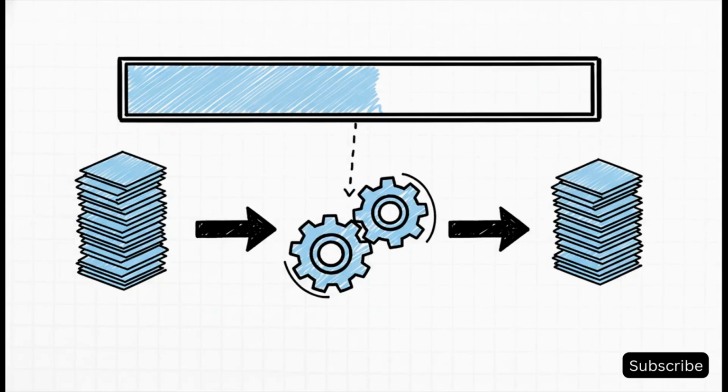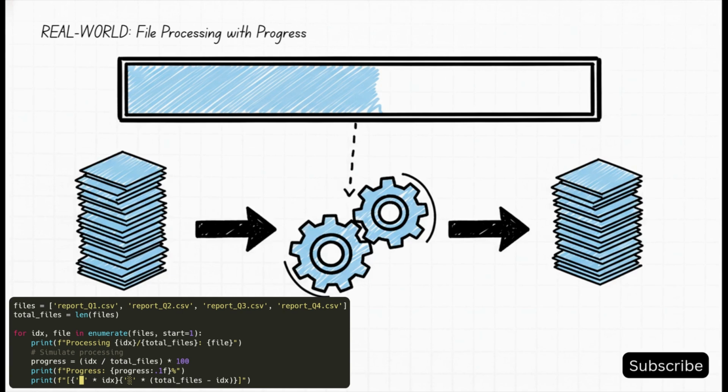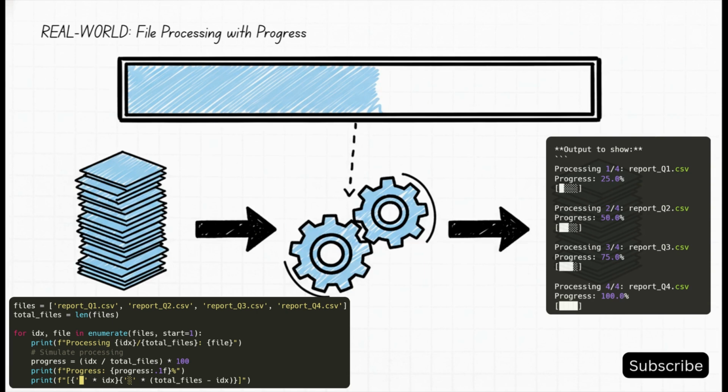So you might be asking, why does this really matter? Well, imagine you're processing, I don't know, thousands of files. Your user is just sitting there staring at a blank screen, right? They need feedback. And this is the perfect real-world use case for enumerate. With that index, we can easily calculate a progress percentage on each pass through the loop. This is exactly how applications create those progress bars you see everywhere. It's all about providing a way better user experience.